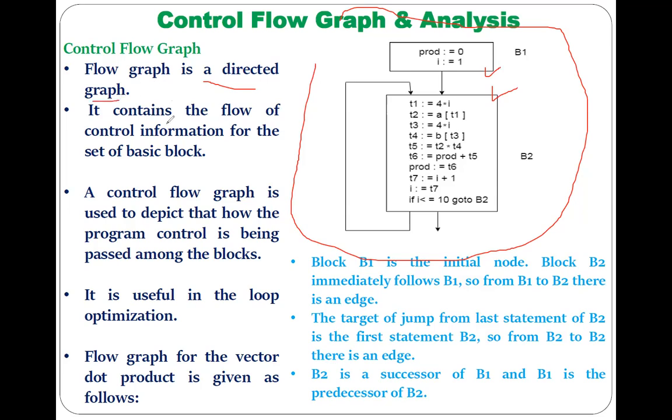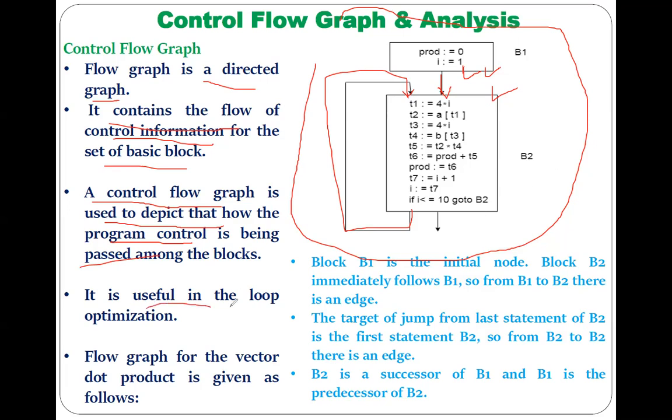The same thing I have mentioned: the flow graph is a directed graph. It contains the flow of control information for the set of basic blocks. So where is the control from B1 going? Control from B1 is going to B2. How can we determine that? Using this directed arrow, we can understand the control from B1 is going to B2. Then control from B2 is going to B2 itself, which we can understand from this directed arrow. So a control flow graph is used to depict how the program control is passing from one particular basic block to another basic block.